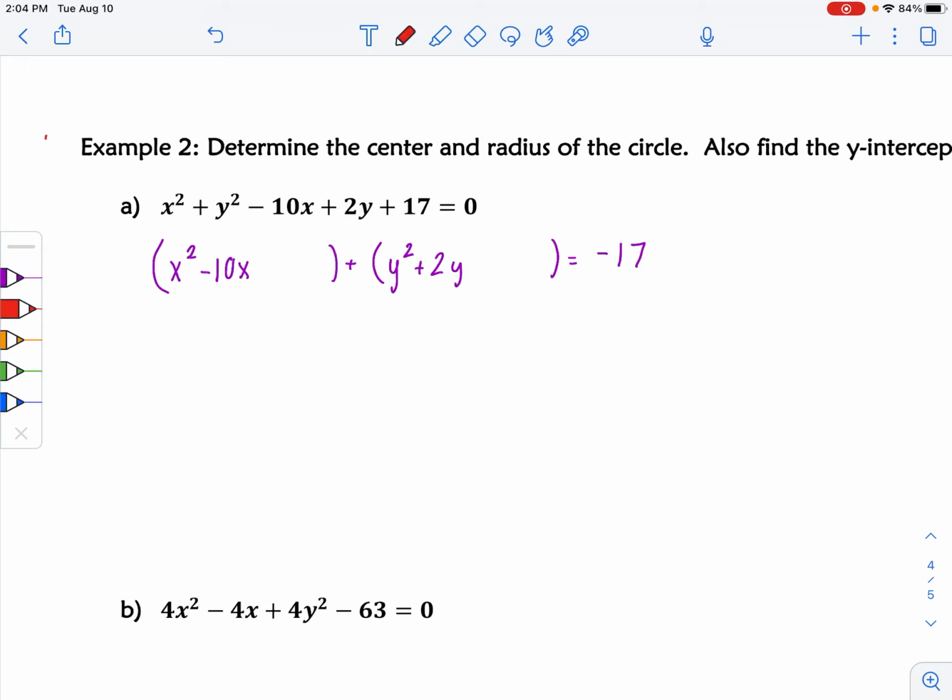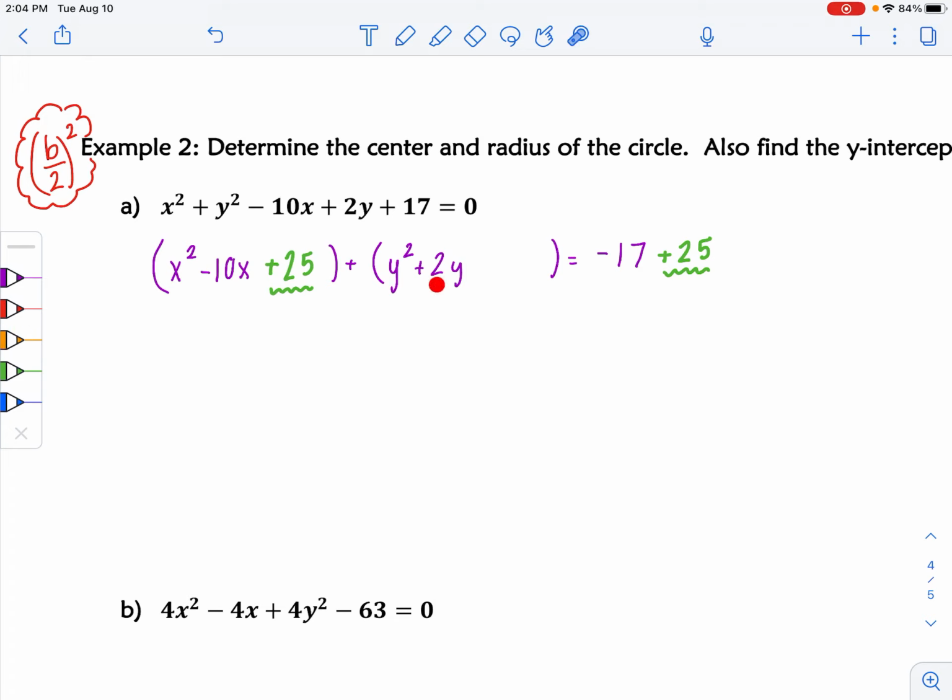My favorite formula, b divided by 2 squared. That's our complete the square. Looking here, my b value is negative 10. Negative 10 divided by 2 is negative 5. Negative 5 squared is plus 25. What you do to one side, please don't forget to do on the other. I'm even using different colors because it's that crucial that we remember.